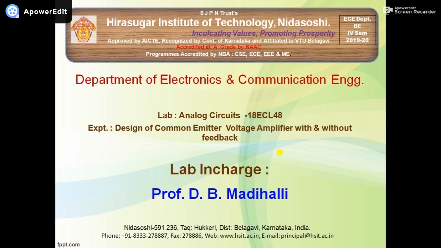In this video, I'm going to explain one experiment of the analog circuits lab, that is the design of a common emitter voltage amplifier with and without feedback. An amplifier is used to increase the strength of the input signal, and our aim is to see how the common emitter configuration transistor is used as a voltage amplifier, and what the benefits of the feedback system are.